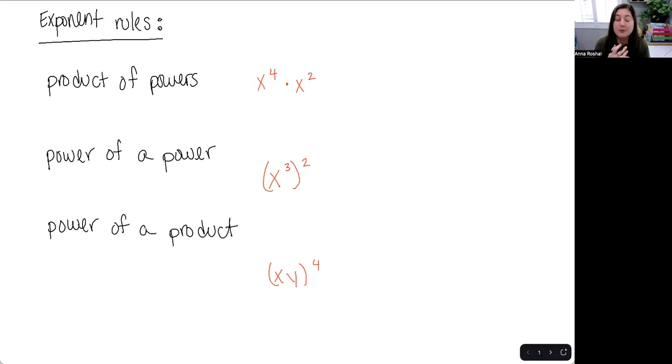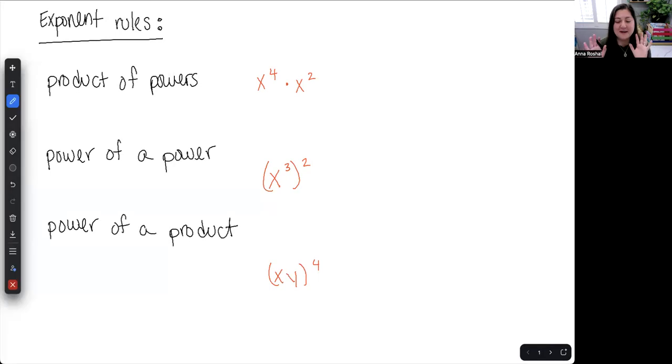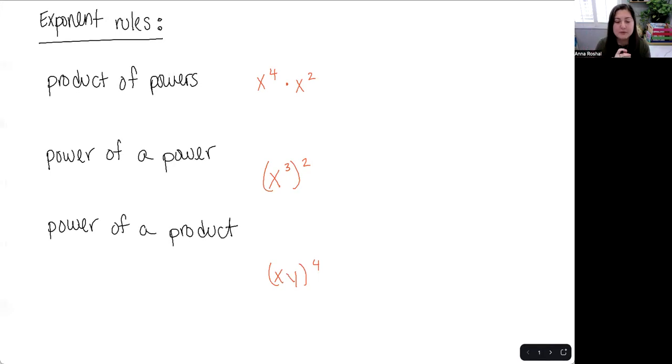Normally I forget one all the time, so I just figured I'd put them all up and then we can go through each of the exponent rules, and then we'll do some of the problems that you would normally see on an Algebra 2 level.